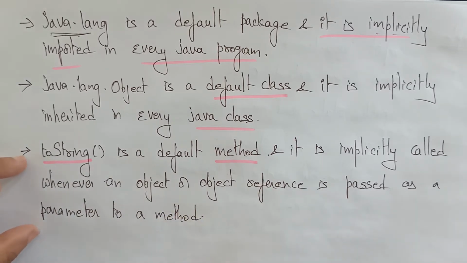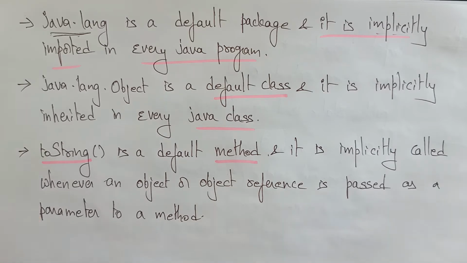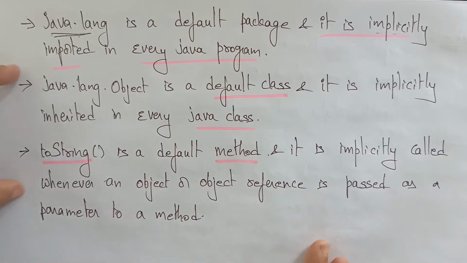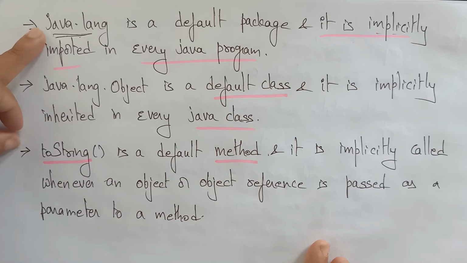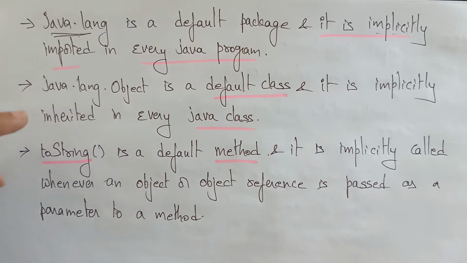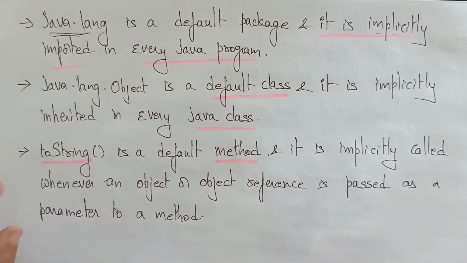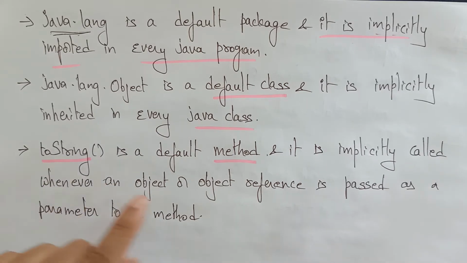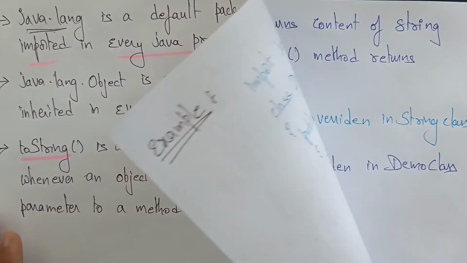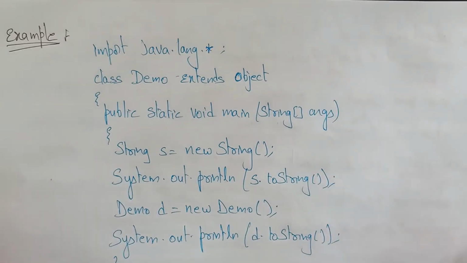I'll explain how it is implicitly called, and at which places, with a program, but try to understand this concept. java.lang is a default package and it is implicitly imported in every Java program, whereas java.lang.Object is a default class and it is implicitly inherited in every Java class. And the toString method is also a default method. It is implicitly called whenever an object or object reference is passed. Okay, so let me show you an example here.